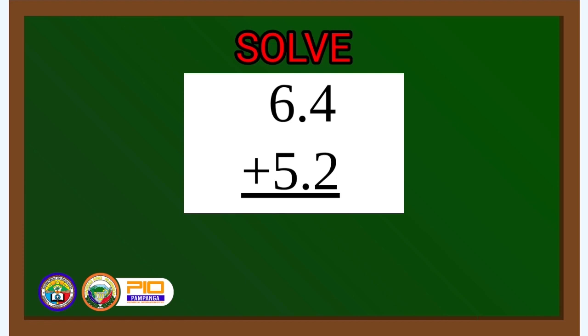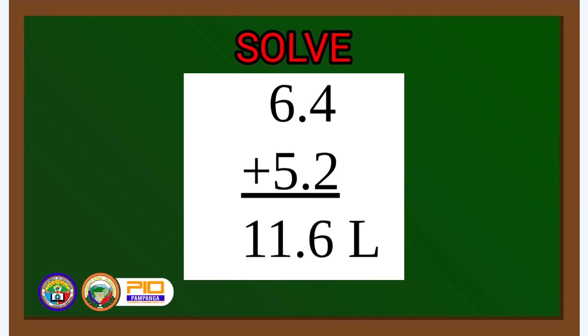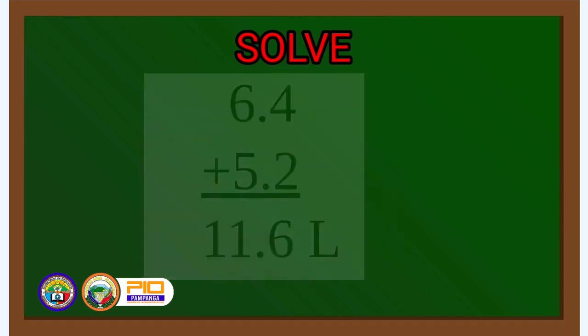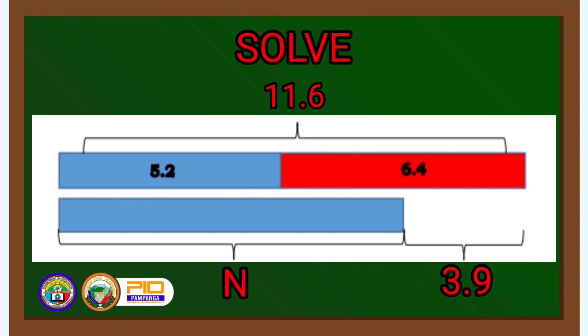The sum of 6 and 4/10 and 5 and 2/10 is 11 and 6/10 liters, the sum of the water that the blue and red pails hold. We can also solve the problem using illustration.